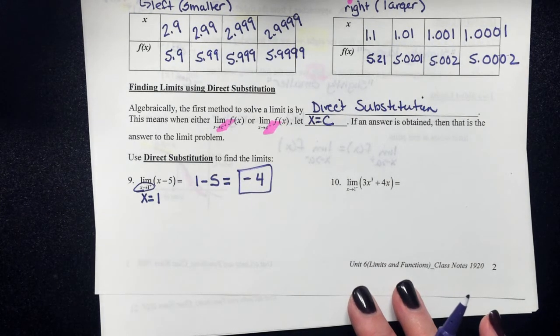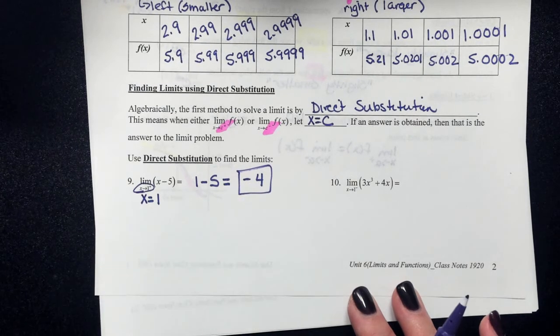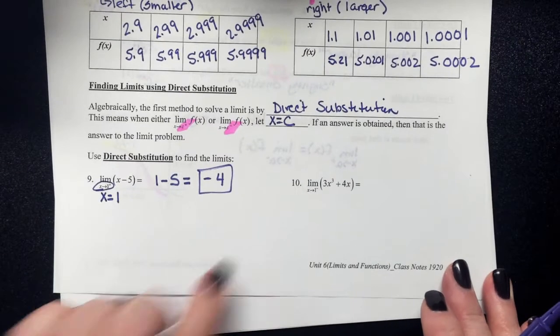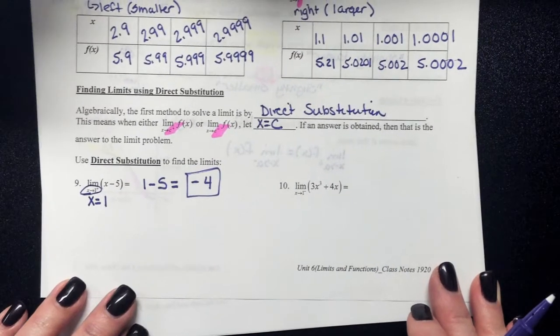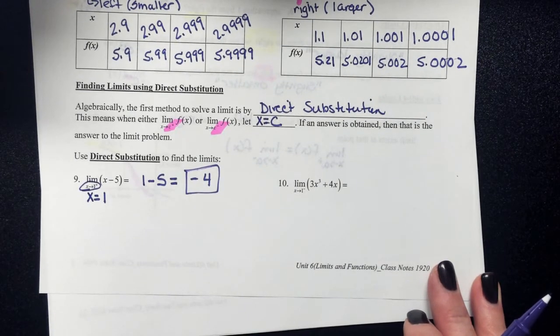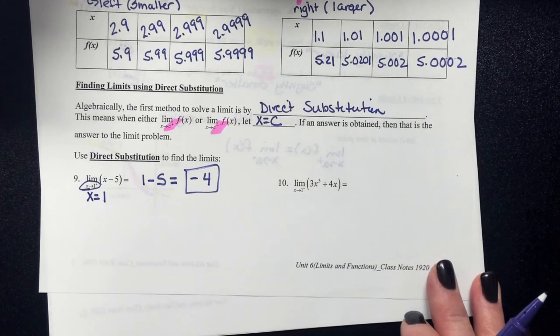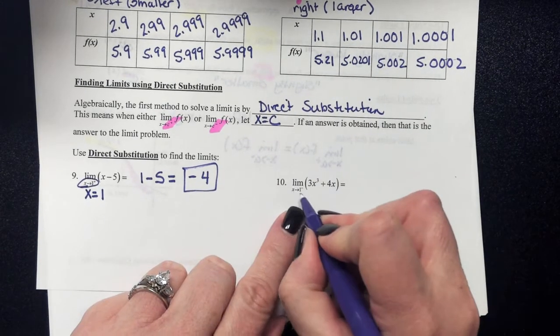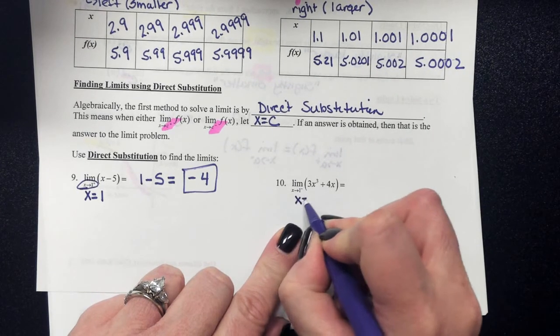Yes, Sophia? How are you supposed to know if it is or isn't? If you get an answer, it is. Yeah, if you get an answer, you found the limit. If there's no answer, there are other algebraic methods you can use. But you always try direct substitution first, because if you get a number out, you're done. You found the limit. So for this case, the limit as x approaches 1 from the left.